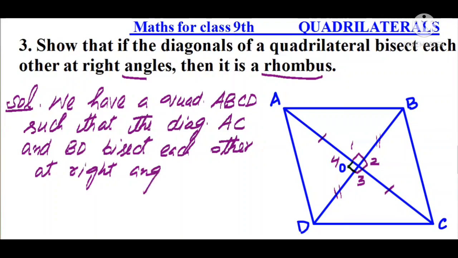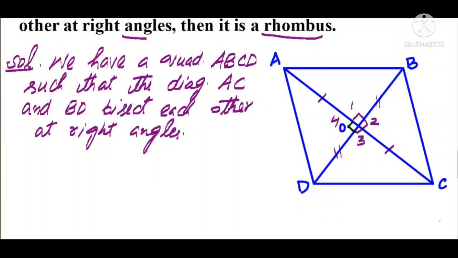Now in order to show that AB is equal to BC is equal to CD is equal to DA, what I will do, I will take two adjacent triangles. Suppose I will take triangle AOB and triangle COB. I will show them as congruent, and we know corresponding parts of congruent triangles are equal. Then I can easily write AB is equal to BC. Then similarly BC will be equal to DC and DC will be equal to AD. So you can check it out here.